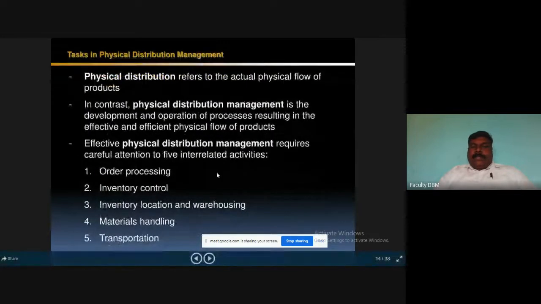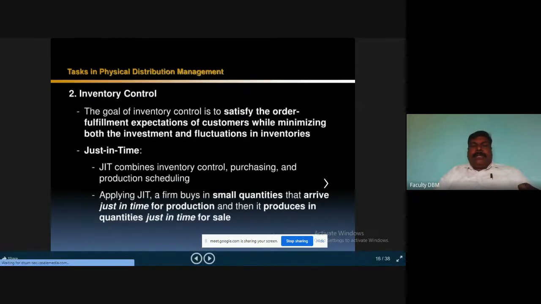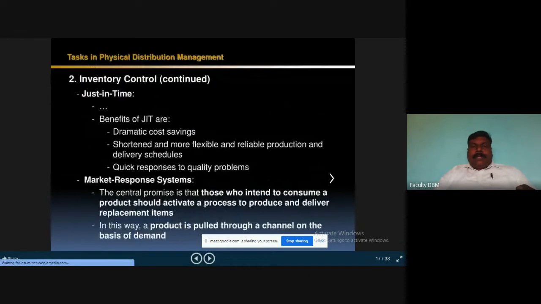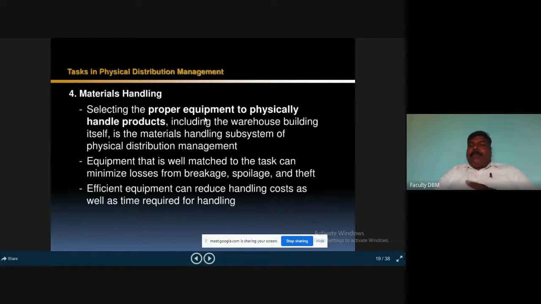Physical distribution has interrelated activities. We have five: order processing, inventory control, inventory location and warehousing, material handling, and transportation. The first we have seen, order processing and inventory control. Inventory control is continued, and inventory location, warehousing, material handling: selecting the proper equipment for physical distribution, including the warehouse building itself, a material handling subsystem for physical distribution.